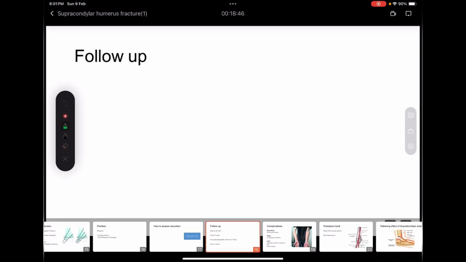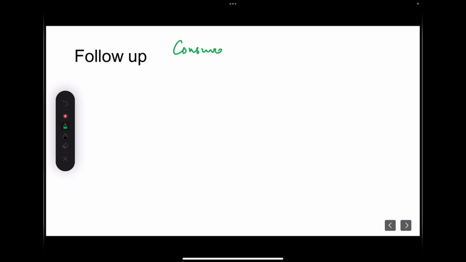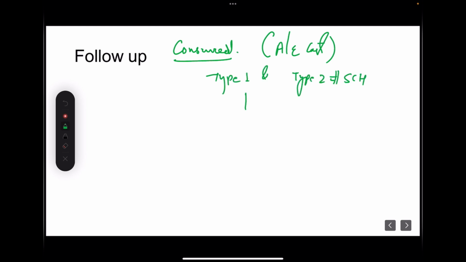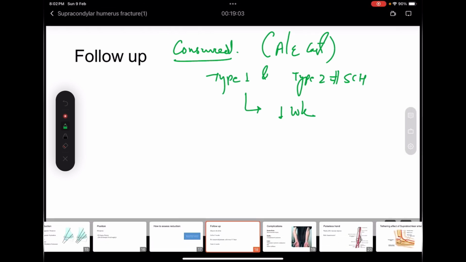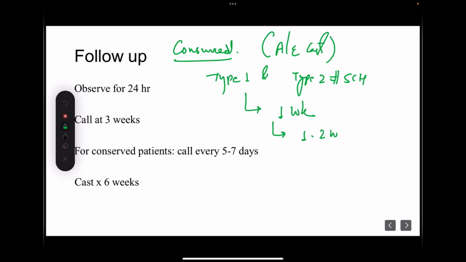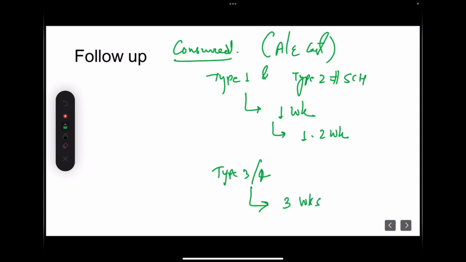Follow up: whenever you have managed the child conservatively with an above elbow cast, that is done mainly in type 1 and type 2 supracondylar humerus fractures. Call the child at 1 week and reassess, because the chances of losing the reduction are high. If in place, then again call the child at 1 to 2 weeks. This is how you follow the child. In type 3 supracondylar fractures, you call the child at 3 weeks only and reassess with a plain radiograph. If in place, call the child again after 3 weeks, and at 6 weeks, that is 3 plus 3, you remove the cast. This is how we follow the child.